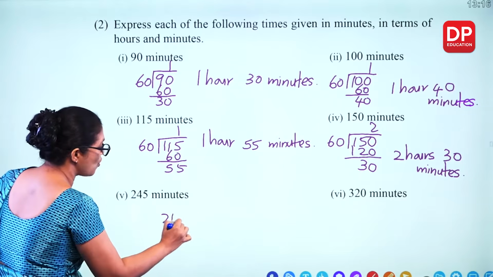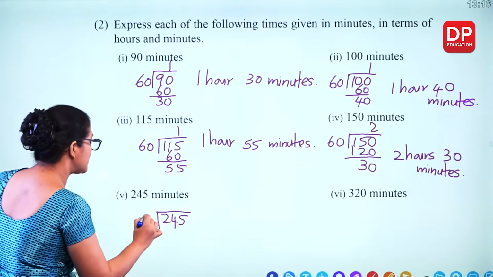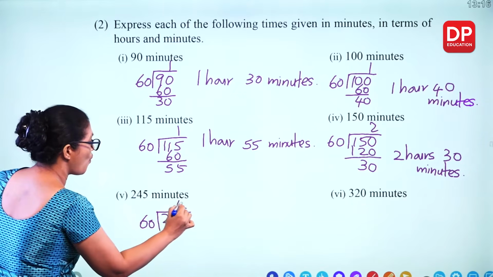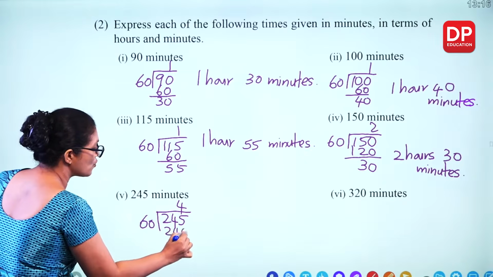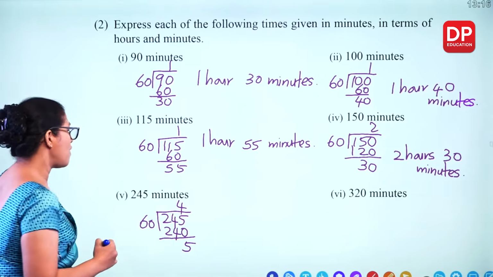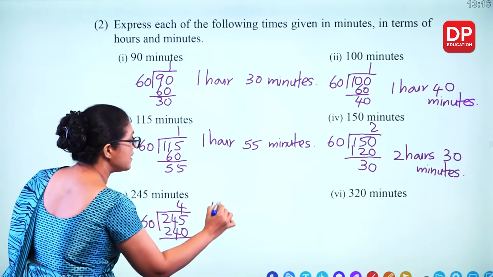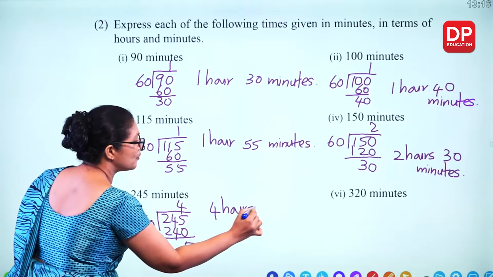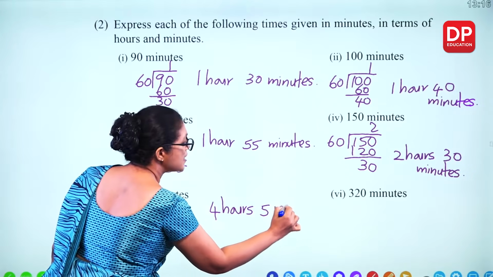245. 245 divided by 60. That's 4. 24. So, what's the remaining part? 5. 4 hours and 5 minutes.